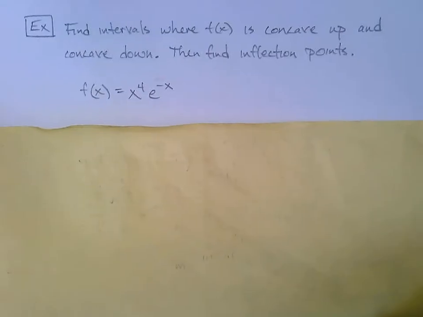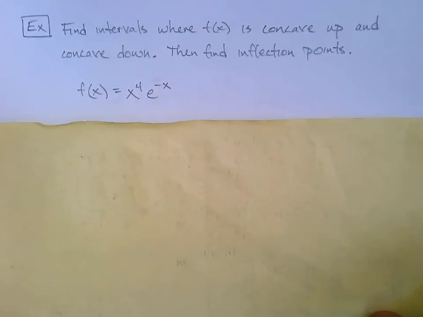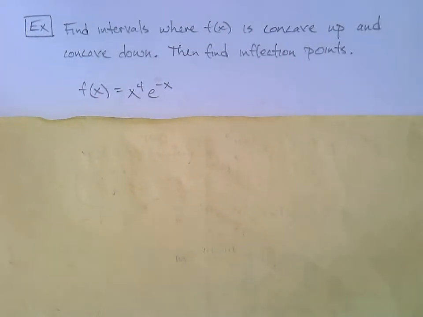So here's what we're going to do. We're going to find intervals where the function f of x is concave up and concave down. Once we know where it's concave up and concave down, then we're going to locate inflection points. And those inflection points, once we have the concavity intervals, it's going to be just a matter of looking at our domain line and the way the positives and negatives work. Okay. Our function here is a good one. f of x equals x to the fourth e to the negative x.